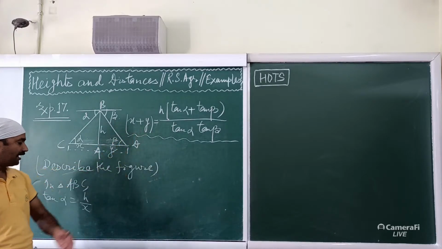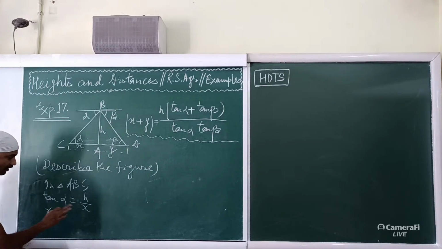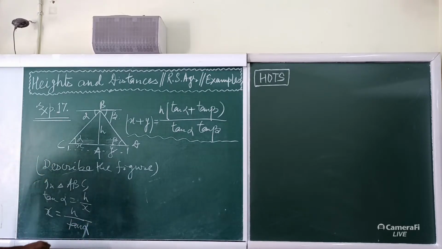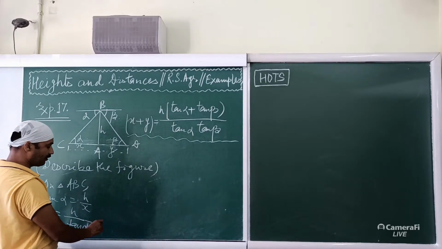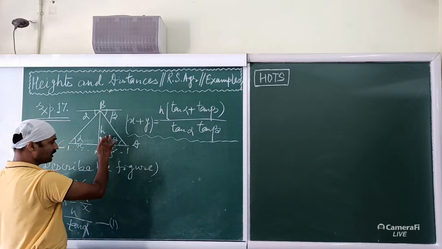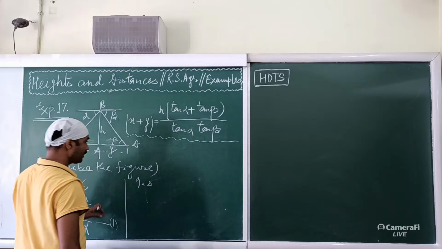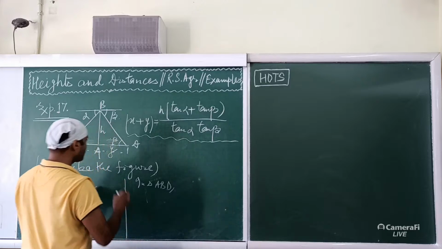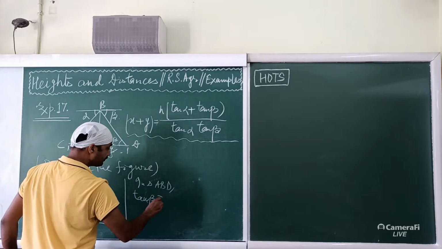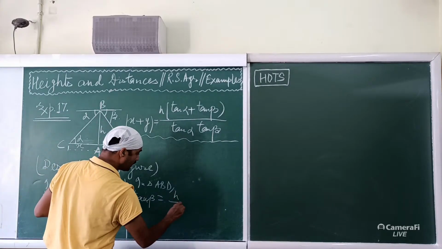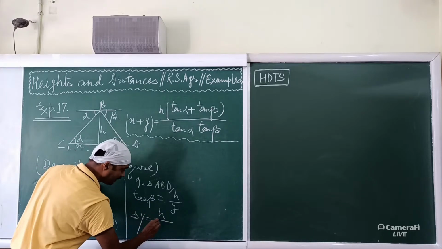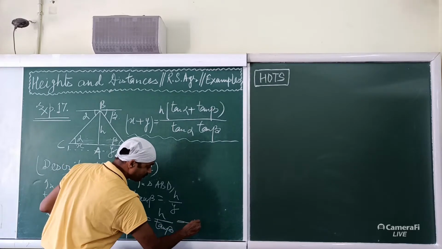We have to find x plus y, so you find directly x equals h by tan alpha. This symbol is alpha. You know alpha, beta, gamma are Greek letters. So one result we have got, the value of x. Second, in triangle ABD, tan beta equals perpendicular by base, that is h by y. Therefore y equals h by tan beta. This is relation number 2.